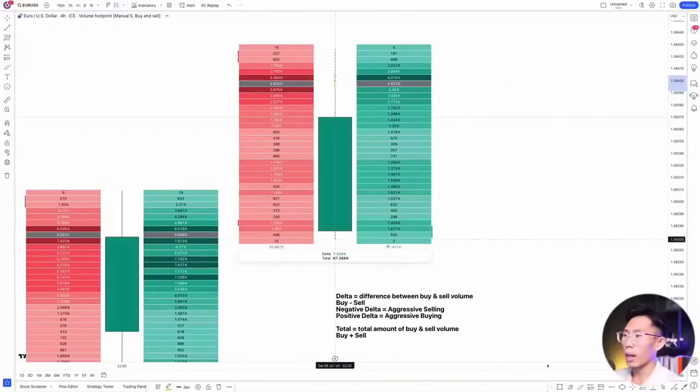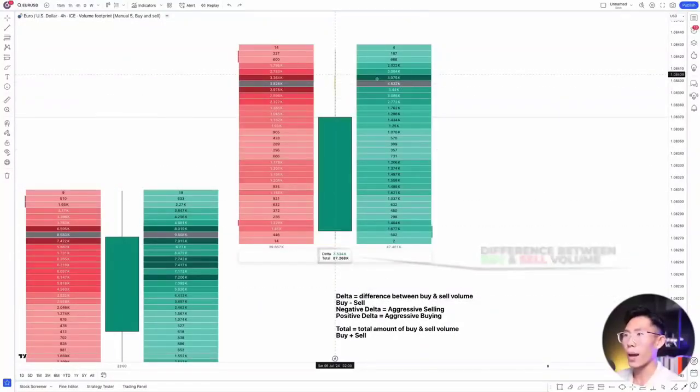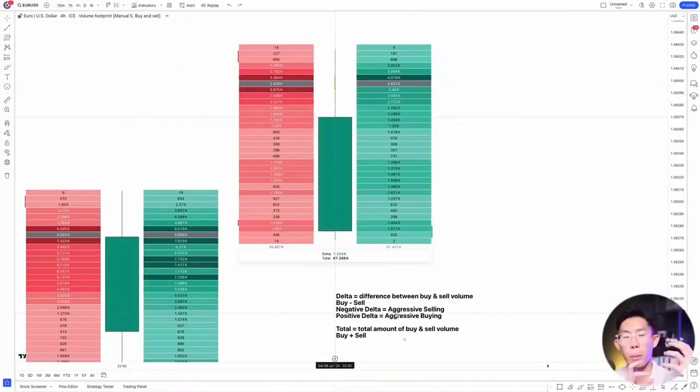It's not rocket science. Then when you come down here, this delta thing: this number right here basically represents the difference between your buy and sell volume or orders. You just take the total amount of buy orders minus the total amount of sell orders. And the total right here is the total volume, the total amount of orders while this entire candlestick was being formed. If you see a positive delta number like this, like 7.534k, that's pretty positive. This tells us that there is aggressive buying.